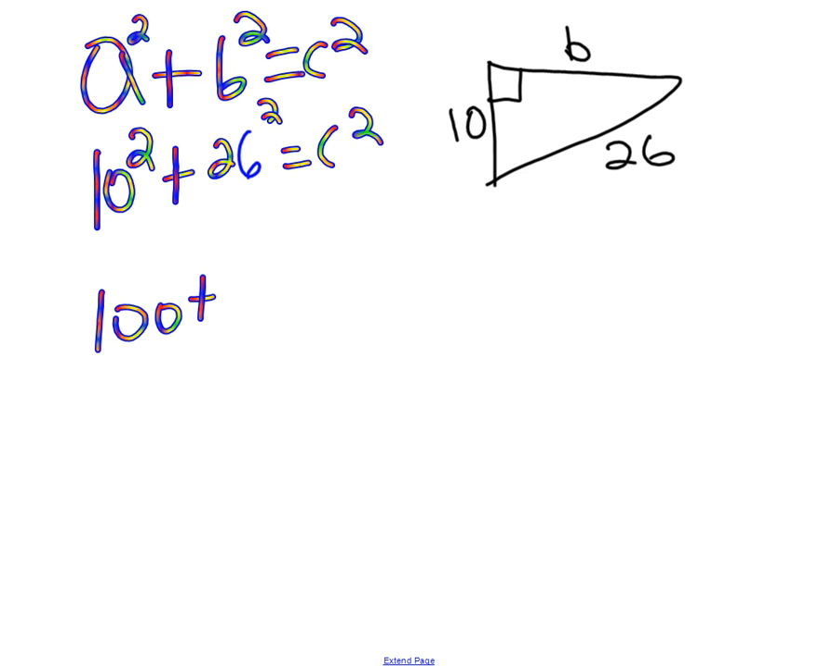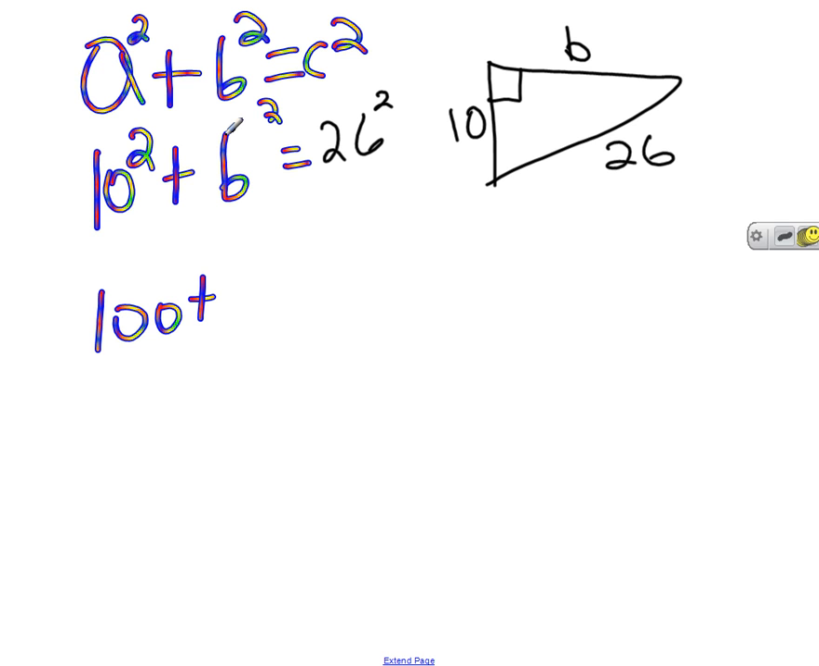Yeah, we can start over. Just start a new one. 26 is down here and 10 is right there. So we're looking for B. 26 has to be on the right side. So then you replace a squared for 10 squared, and b squared stays the same, and then c squared turns into 26 squared.